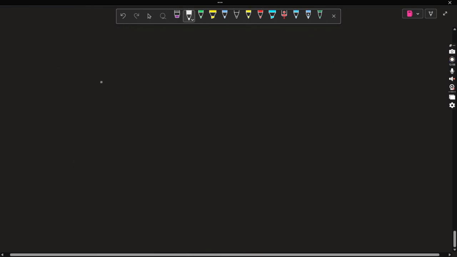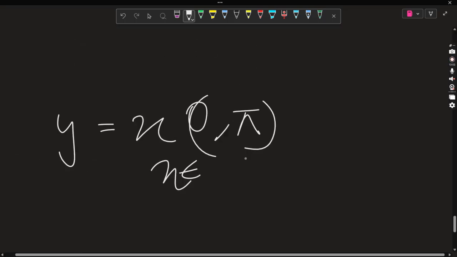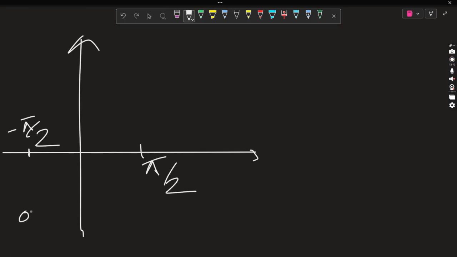Now let us just make the graph for tan and cot on one single page. So from minus pi by 2 to pi by 2, y is equal to x for tan, and that too open at minus pi by 2 and pi by 2.